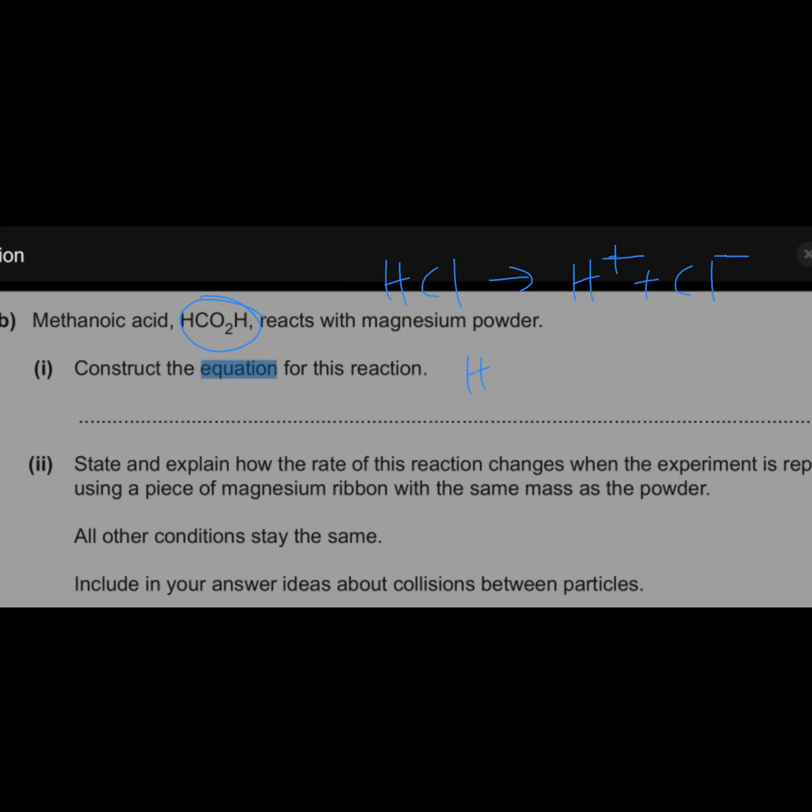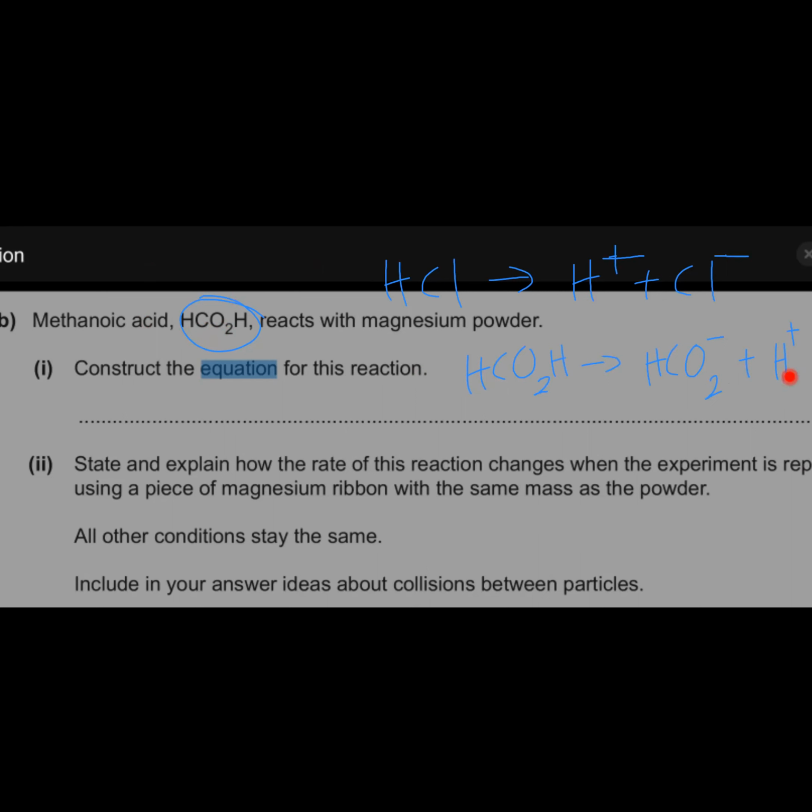This is HCO2 and this H. Now this is not the reaction, I'm just showing you the ions. So here we get the anion, HCO2 minus, and hydrogen plus. These are the ions present in this acid. These are the 2 ions. You just have to know the ions here.